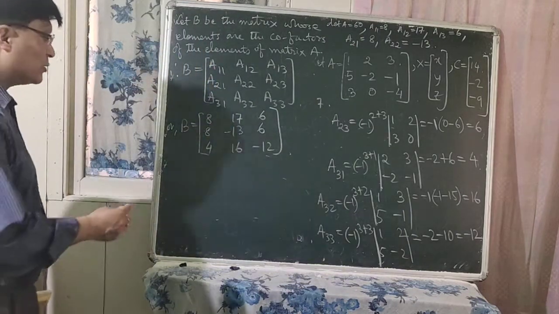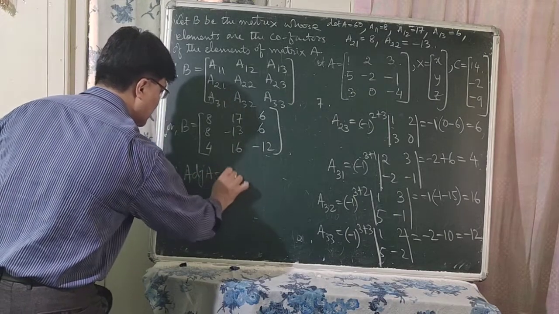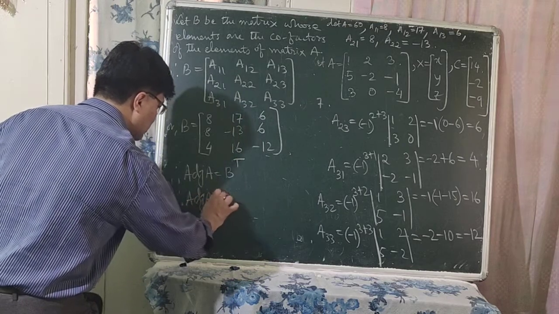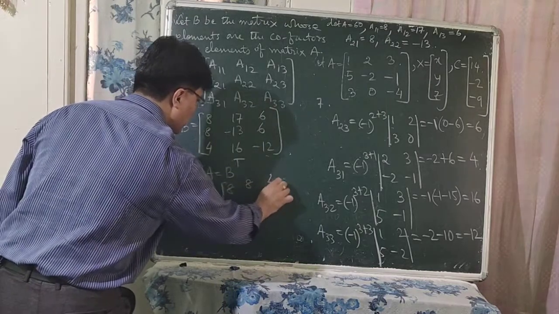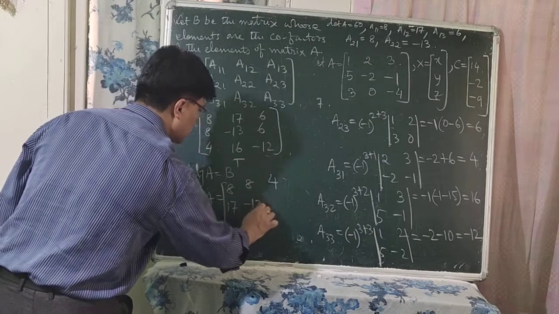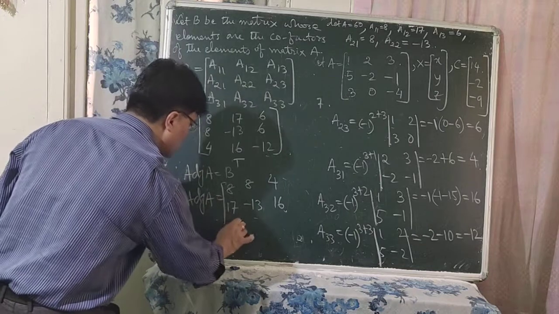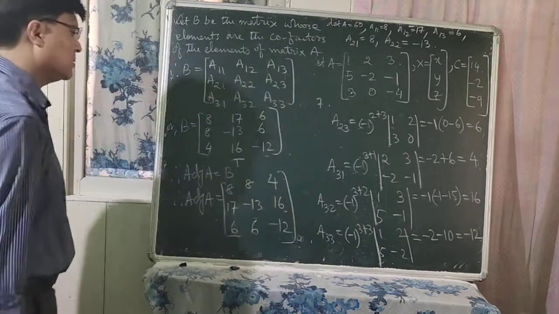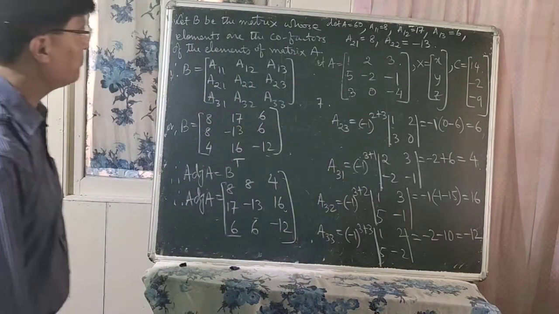Now we have to find out the adjoint of A. What is adjoint of A? B transpose, you know that. Adj A is equal to B transpose. We have to change rows into columns and columns into rows. First column becomes the first row: 8, 8, 4. Second column becomes the second row: 17, minus 13, 16. And the third column becomes the third row: 6, 6, minus 12. Is that clear? So this is adjoint A.